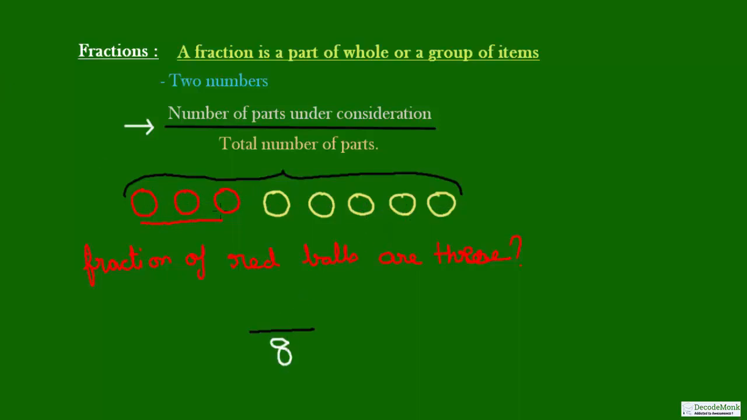Now out of these 8 balls, how many are red balls? That we will put at the top of this line, because this is the number of balls under consideration. We are now talking about red balls. So 3 balls are red, so 3 will go at the top. So 3 upon 8 is the fraction of red balls in this particular figure.